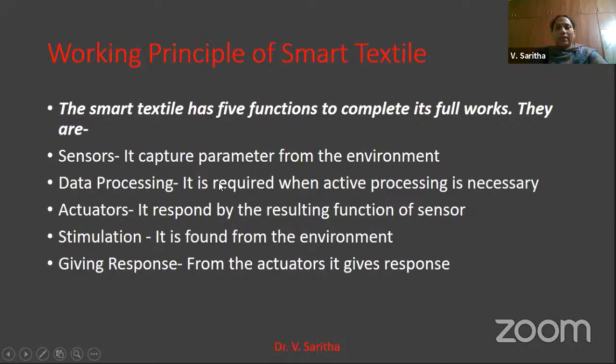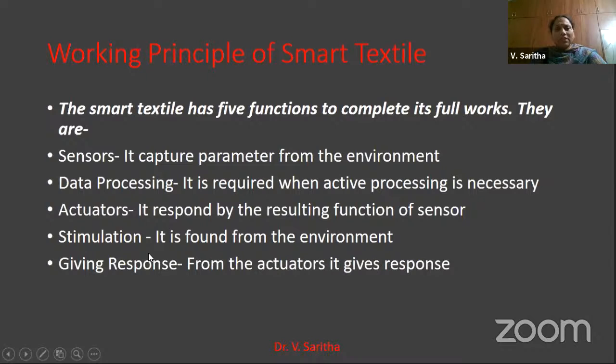Then data processing. It is required when active processing is necessary. Once sensors sense the data, we want to process it and get useful information by using that particular sensor data. So that will be obtained using data processing. Then actuators. It responds by the resulting function of the sensor. So after processing is done, based on the information we have, we are supposed to act accordingly. That is nothing but what is happening in actuators.